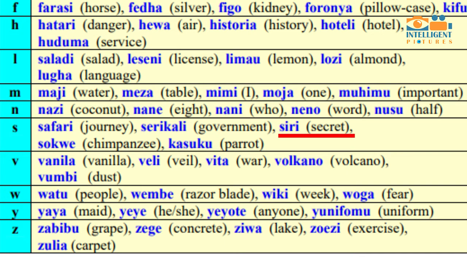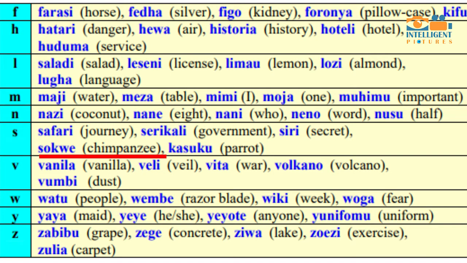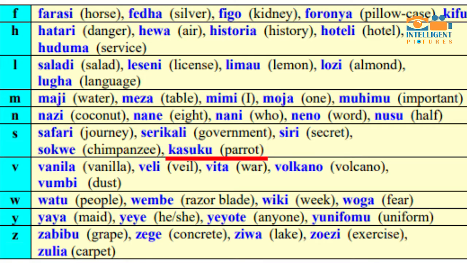And we have also another word, siri. Siri means secret, okay? So we have also another word which starts with sound S, that is sokwe. Sokwe means chimpanzee. We also have another word which contains letter S or sound S, which is kasuku. So kasuku means parrot, okay?